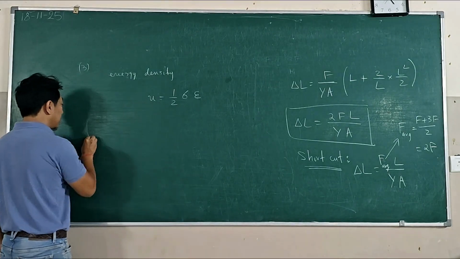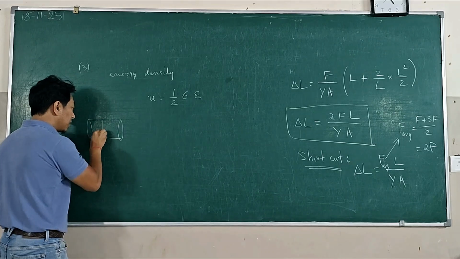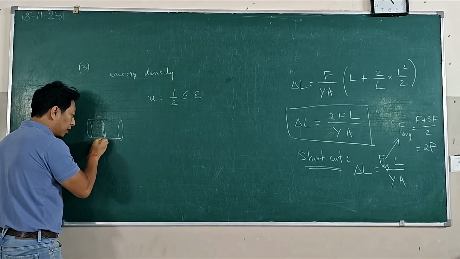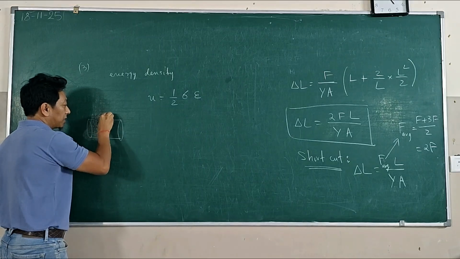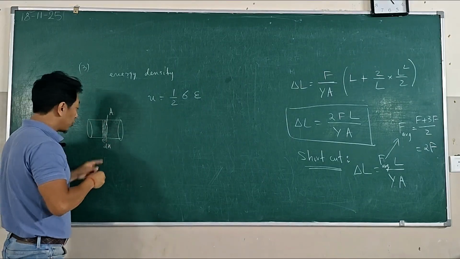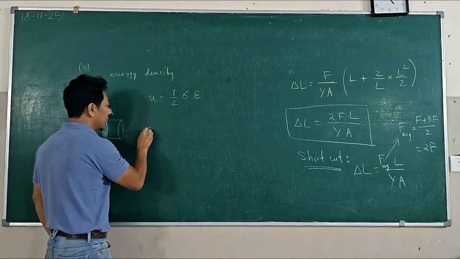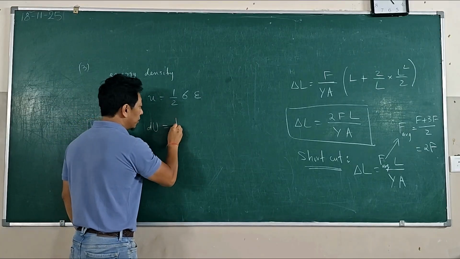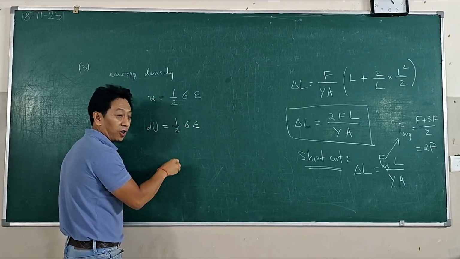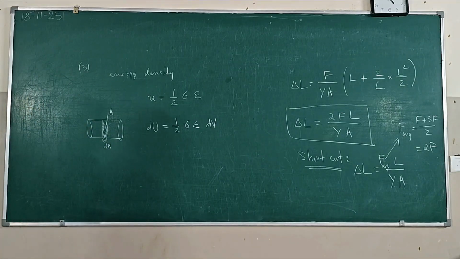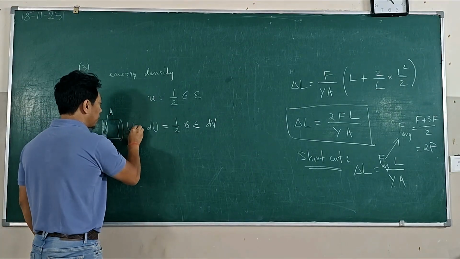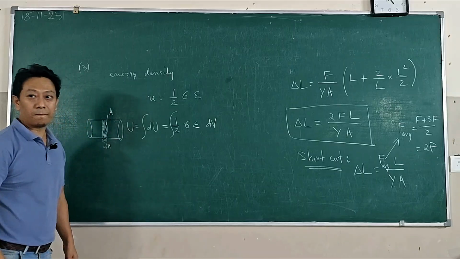So now tell me, in this rod, what is the energy stored in this small volume dV, whose area is A, this side. So what is energy stored in this volume? dU, energy stored per volume into dV. So now total energy stored, how will you find? Integrate this. Finished.